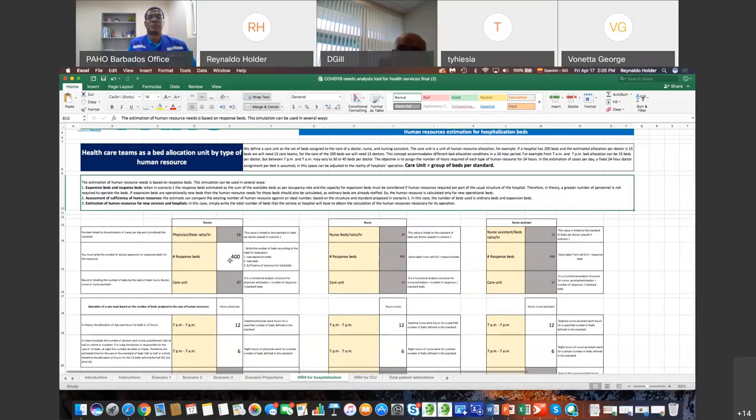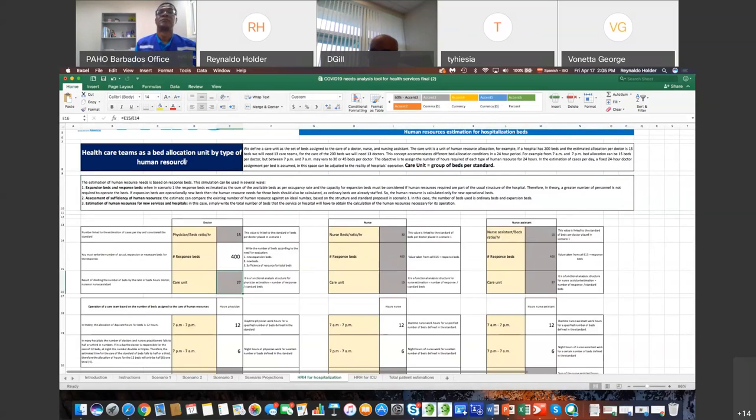The number of beds in that hospital or region is 400. And the number of teams that will be required to deal with 400 beds automatically comes out in this table. If you divide 400 by 50, it'll give you 27. So this section automatically does a calculation, as you can see above.